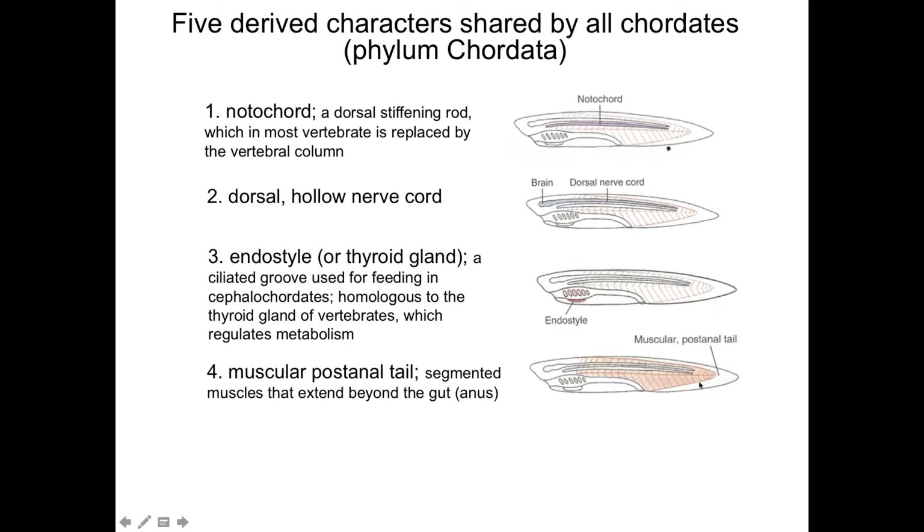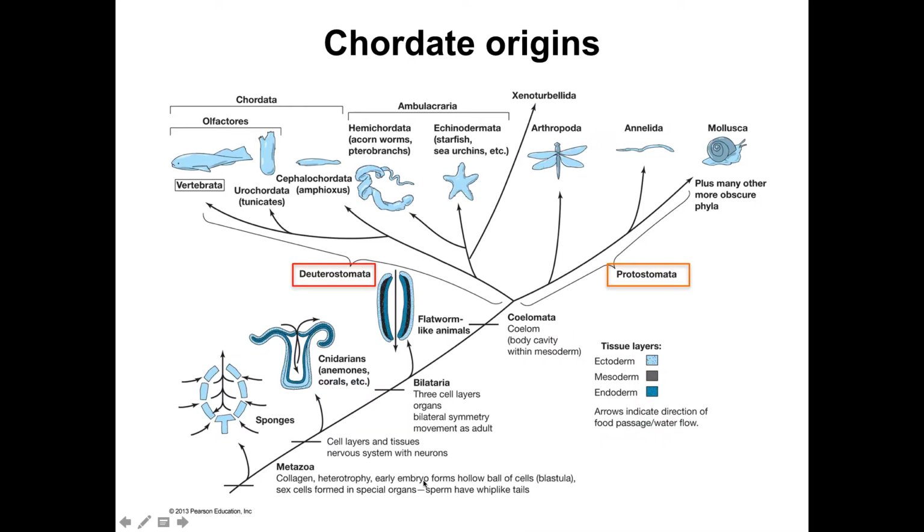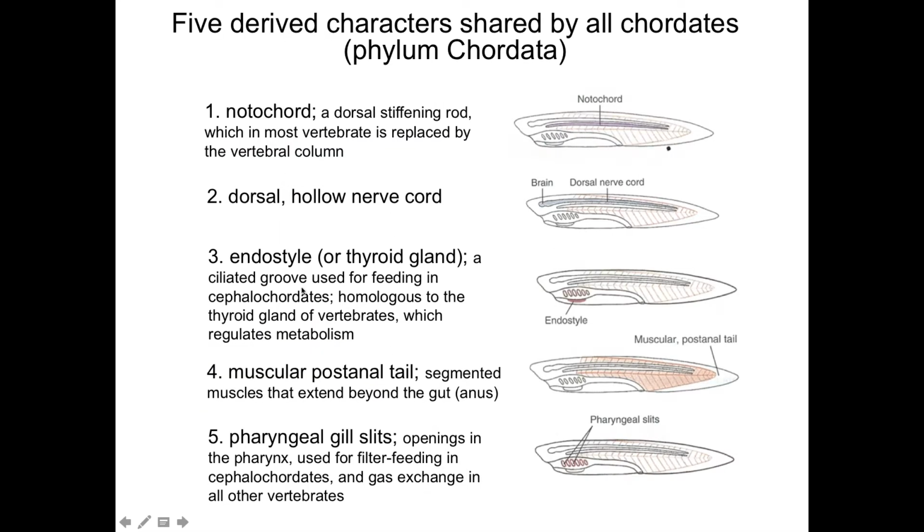4, a muscular post-anal tail, so a tail that contains segmented muscles that extends beyond the gut. And 5, a pharynx with slits in it, gill slits, here in the pharynx region. So the openings in the pharynx are used for filter feeding in the cephalochordates, but gas exchange in all other vertebrates. So, they're the 5 derived characters that define the phylum Chordata.